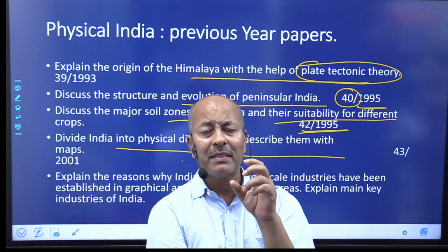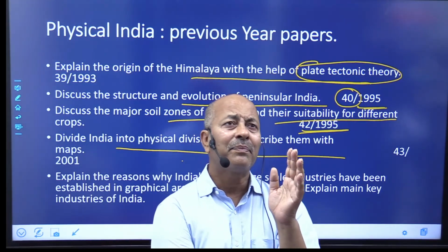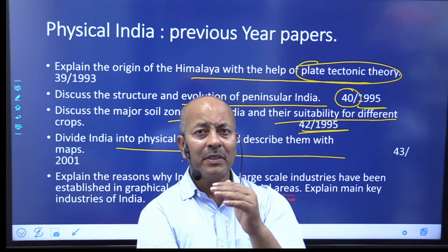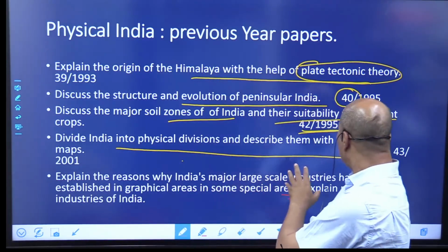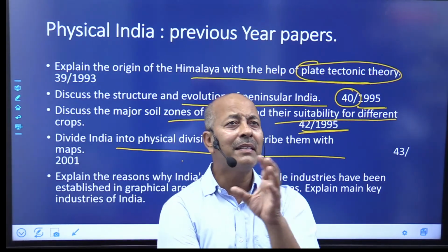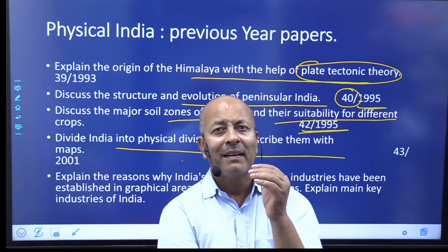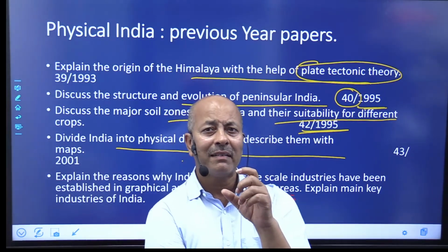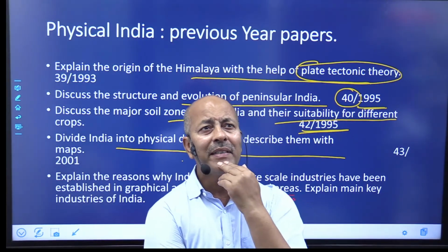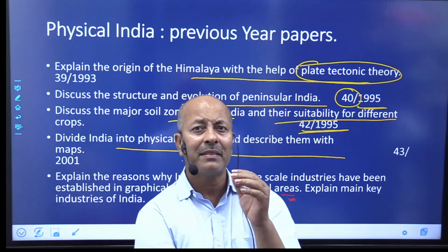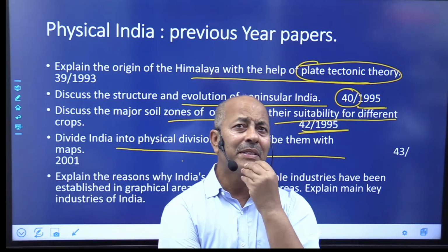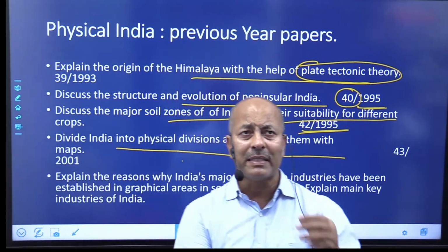The first topic is related to the physical features of India, and we can say from the 39th to the 43rd BPSC examination, all the questions are from the same topic, and they have asked about different regions of India. They have asked about the mountain region of India, the evolution of Himalaya, or peninsular India. So we find the physiography of India is a big topic, and a very significant topic for examination always in previous years.